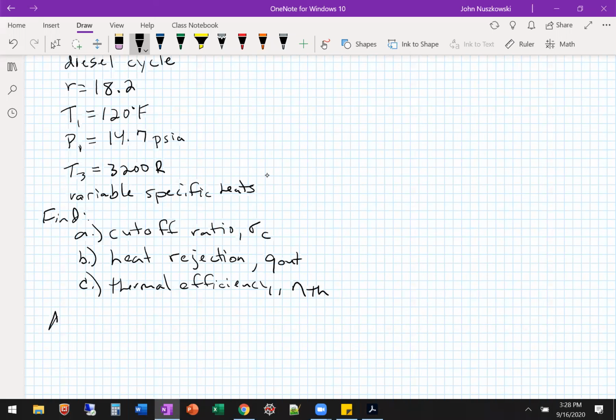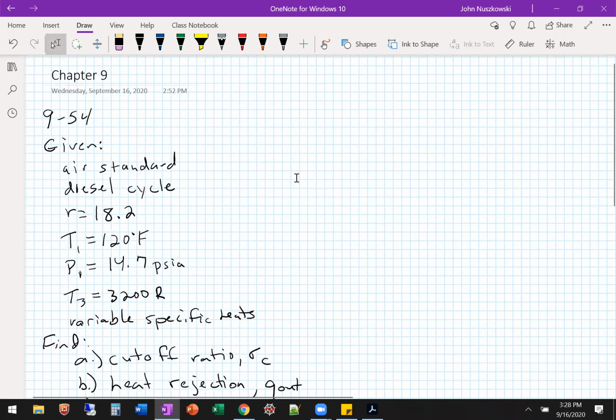Under analysis. All right, so then the first thing we want to do is draw a TS or PV diagram. Okay, we have a cycle. We know it's the diesel cycle, right? So we got to know what that diesel cycle is.